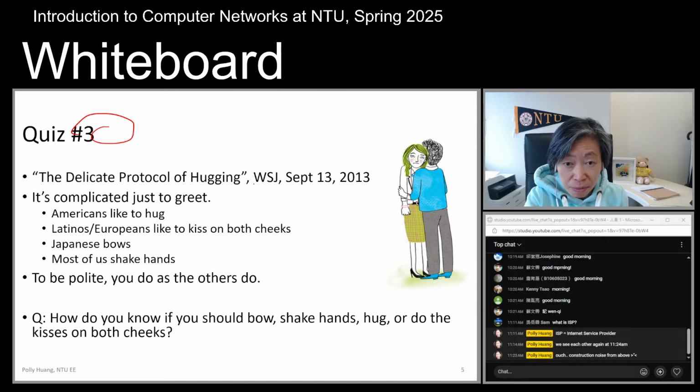Yeah, Polly likes to read. So this is an article I found from the Wall Street Journal back in 2013. The title is The Delicate Protocol of Hugging. You see from this picture, the lady on the left is a little bit uncomfortable with the guy hugging her. So I guess the relationship is not close enough for hugging yet when they greet each other.